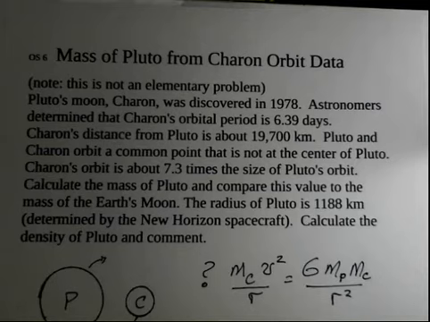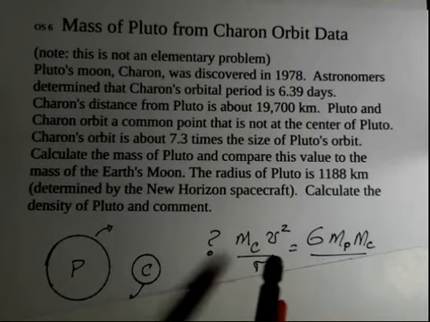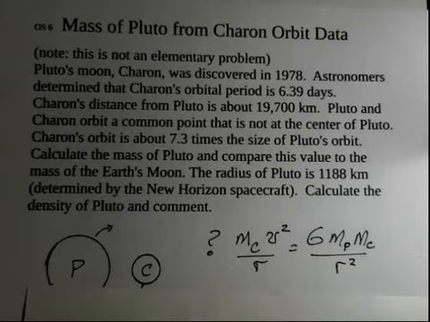Can we say that the centripetal force is equal to the gravitational force? The answer is no. This method only works when one mass is much bigger than the other mass. We need something like the Earth going around the sun. That would work, or our moon going around the Earth also would be acceptable. But these two objects, their masses are too close to make use of this concept.